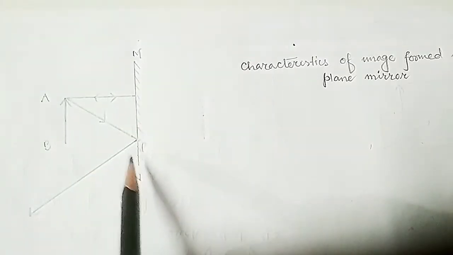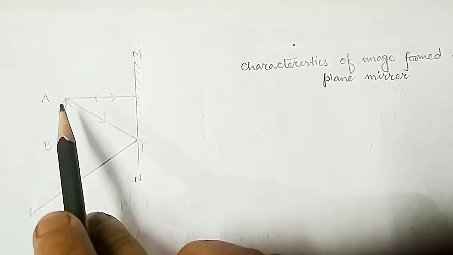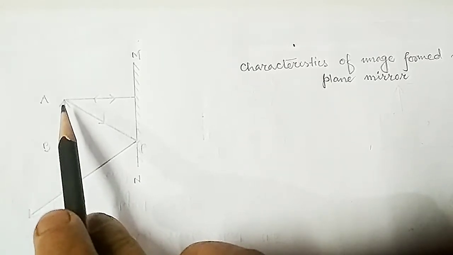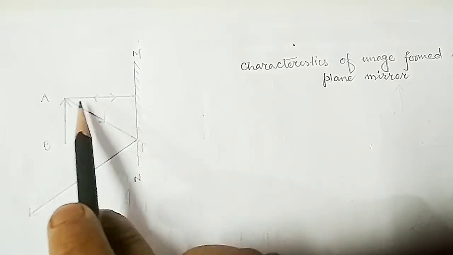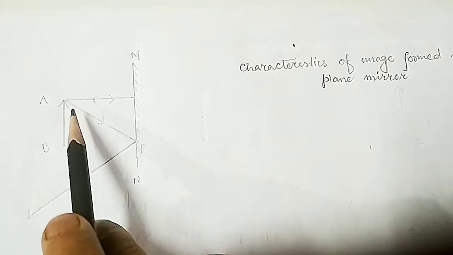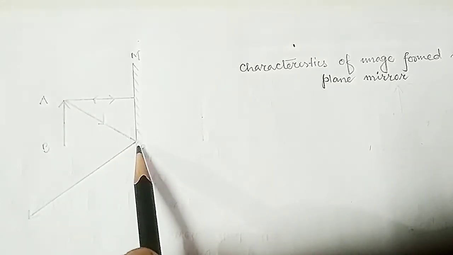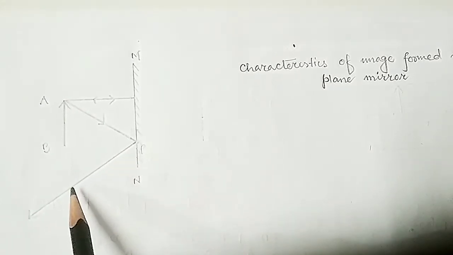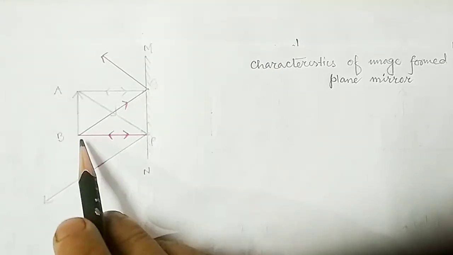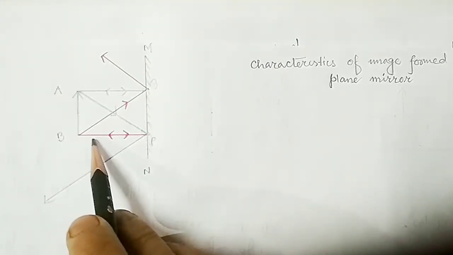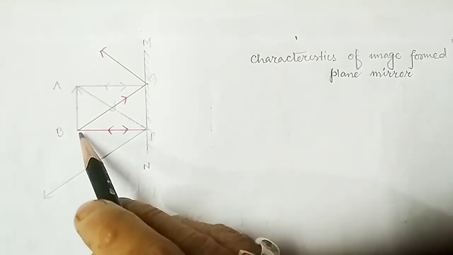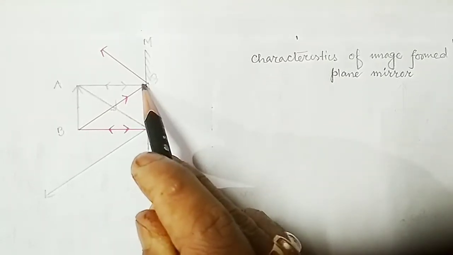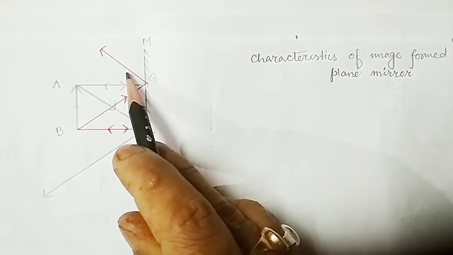Suppose MN is a mirror and AB is an object. From A, rays are going in different directions. Here we are considering two rays. One ray which strikes the mirror normally will rebound back in the same direction. Another ray which strikes the mirror at point P will reflect by following the laws of reflection. Similarly, from B, a ray which strikes the mirror normally will rebound back in the same direction. Another ray which moves towards the point Q will reflect by following the laws of reflection.